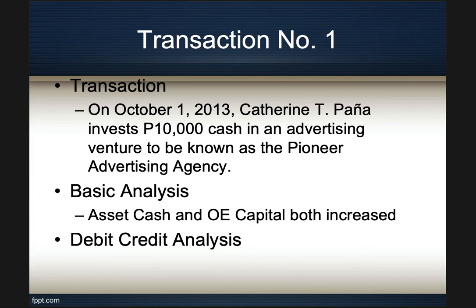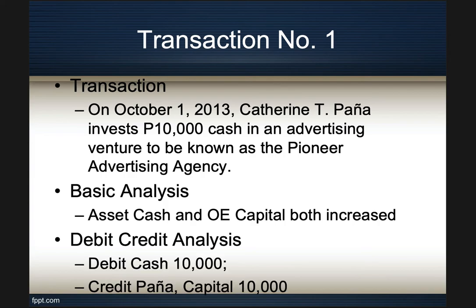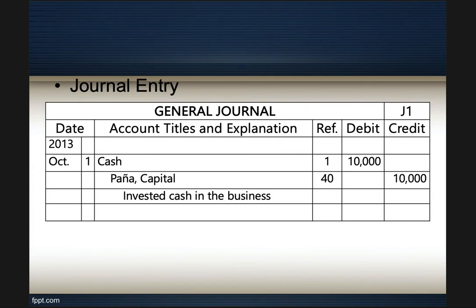Take note that your asset cash increased. So what is the normal balance for cash? Remember, it's debit. So you have to debit cash, and if you debit cash, then the other must be credit. So your capital must be credit. Okay? Now, let's look at the journal entry. This is how it looks in the journal. You have your date, then you have the debit account, and you have your capital account, 10,000 for debit and 10,000 for credit. Your explanation is invested cash in the business.